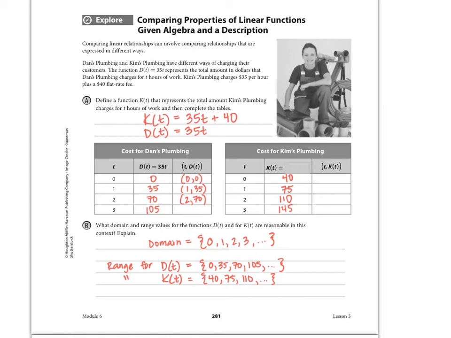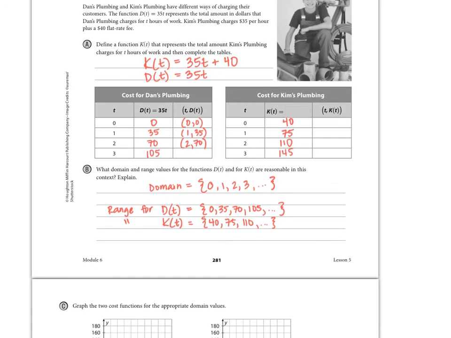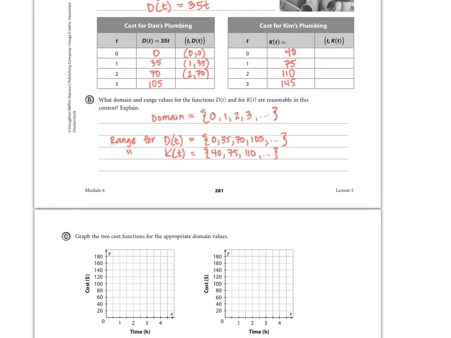And so what if we were to graph these? If you just start thinking about what these might look like on a graph and being able to compare them. So this is for Dan here, and for Kim. Dan has 0, 0, then 1, 35, and 3, 105, so Dan's might look something like this. Kim is going to be at 0, 40, 1, 75, 2, 110. And so hers will look like this.